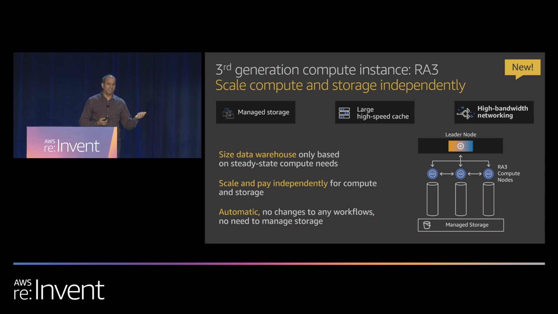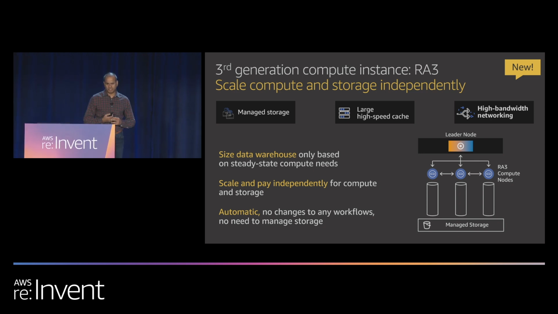Meaning, if you have your Redshift jobs, BI, ETL jobs, you don't need to make any changes to those jobs to take advantage of RA3 nodes and these capabilities that we have launched. Each node of RA3 has a very large high-speed cache.